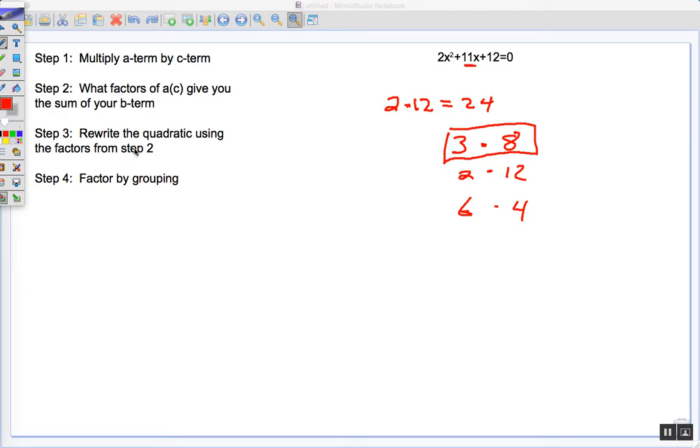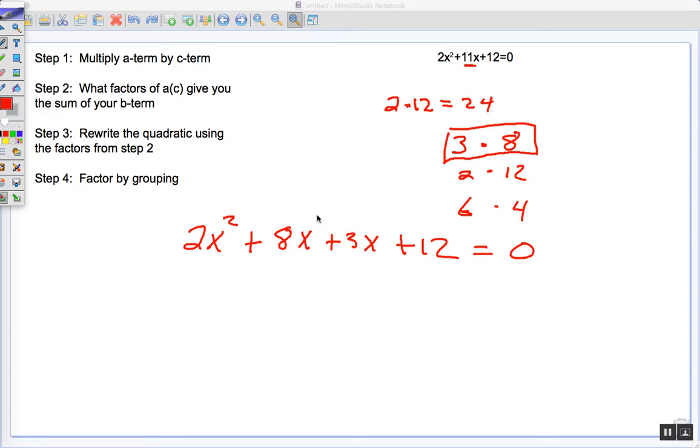So step 3, rewrite the quadratic using the factors from step 2. So I'm not going to change the value of anything. I'm just going to rewrite it into a different form. 2x squared plus 8x plus 3x plus 12. So all I've done is rewritten 11x as 8x plus 3x.